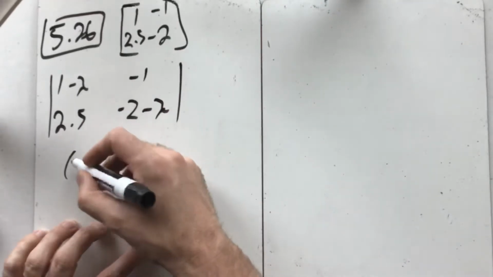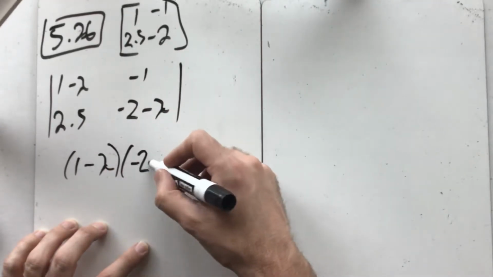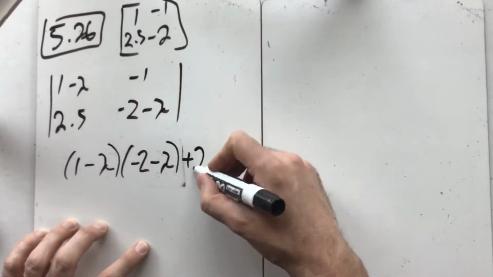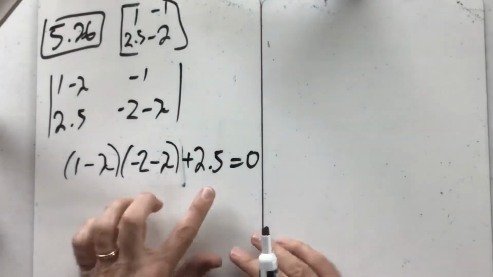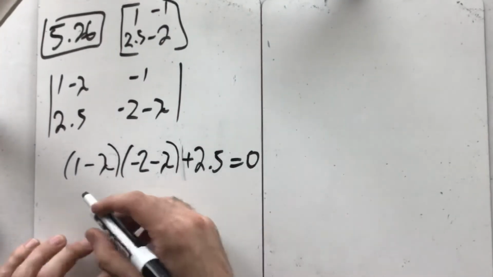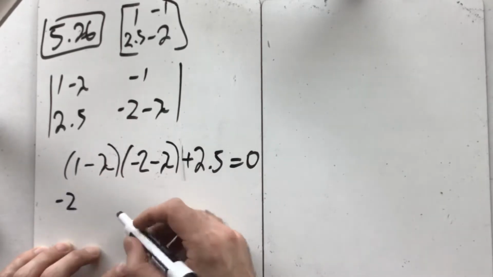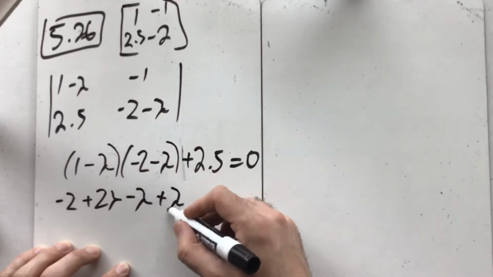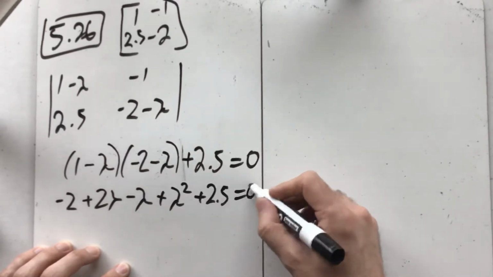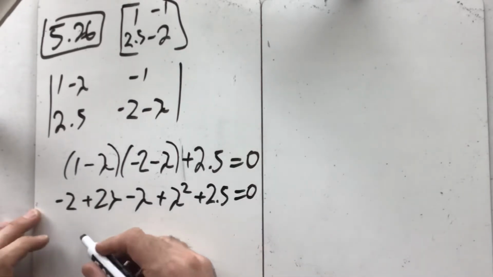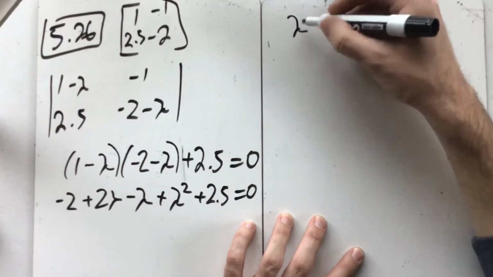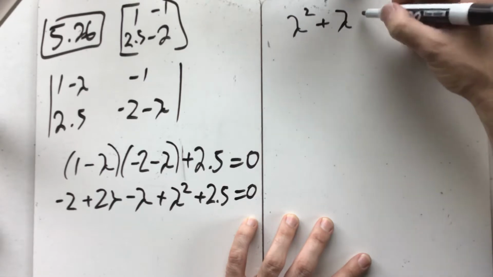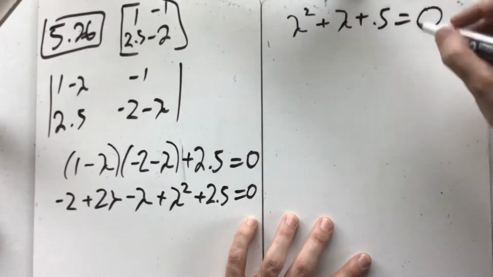So let's do a little bit of math. Multiply, that gives us 1 minus lambda times negative 2 minus lambda, and then minus negative 1 times 2.5, so plus 2.5, is equal to 0. Let's multiply all this out. We've got negative 2 plus 2 lambda minus lambda plus lambda squared plus 2.5 equals 0. As I put this together, it looks like lambda squared plus lambda plus 0.5 equals 0.